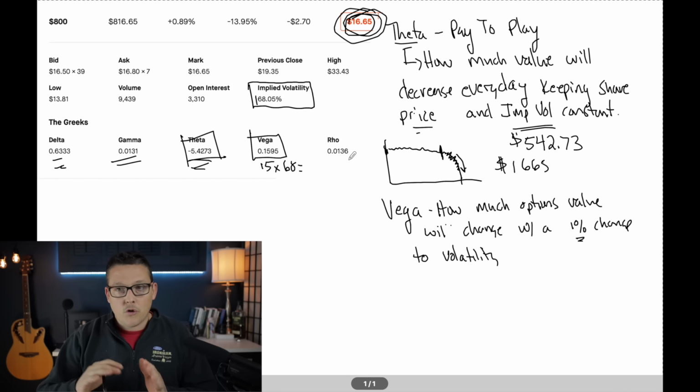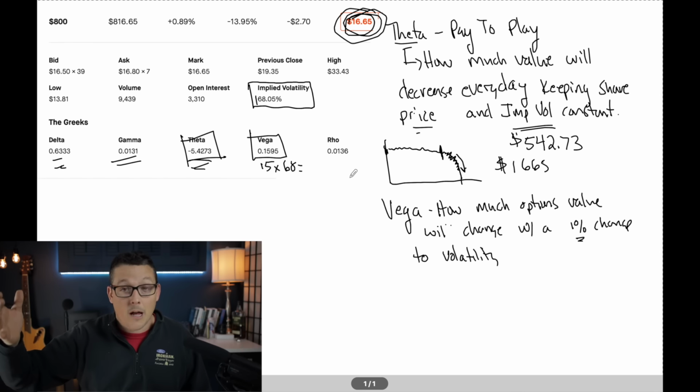And I said that IV crush around earnings time can just destroy people's premiums, and you're going to lose out, even if the share price continues to climb up until expiration.